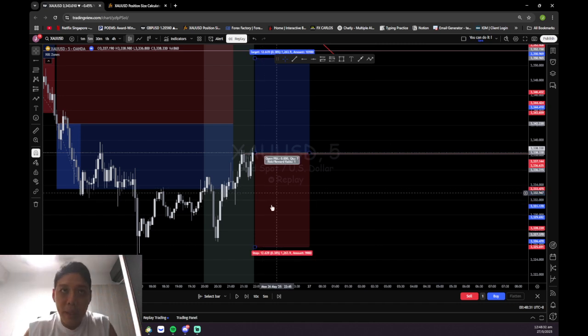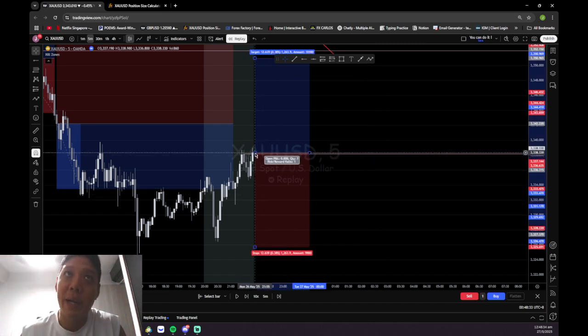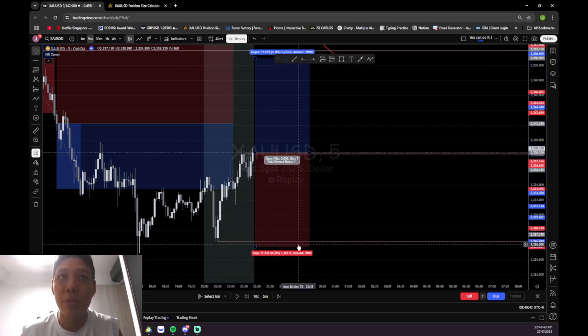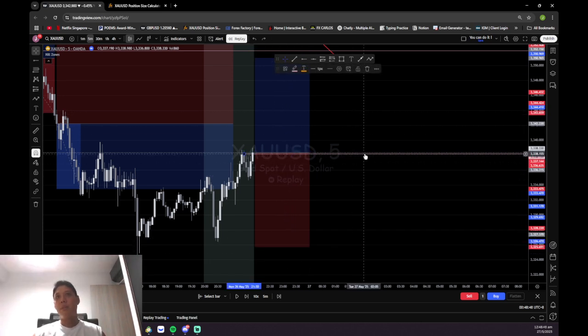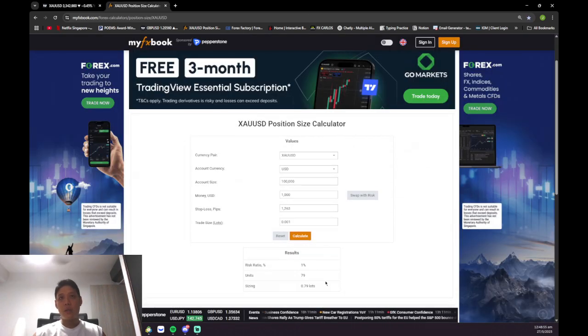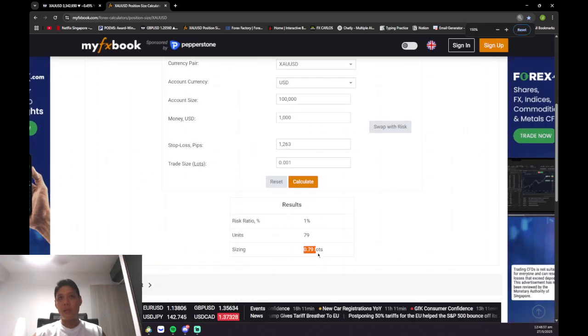Based on this, I defined my entry. So this is my entry. My stop loss follows this low here, slightly lower. So this is 1263. If you look at this area here, that's actually my stop loss. So I'll enter here at 1263. Now I hit calculate, and you'll see that it tells me the lot size.